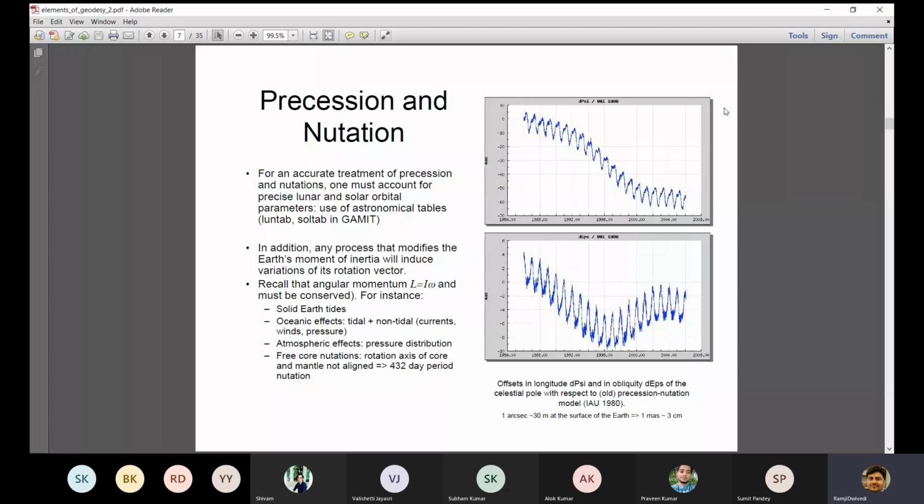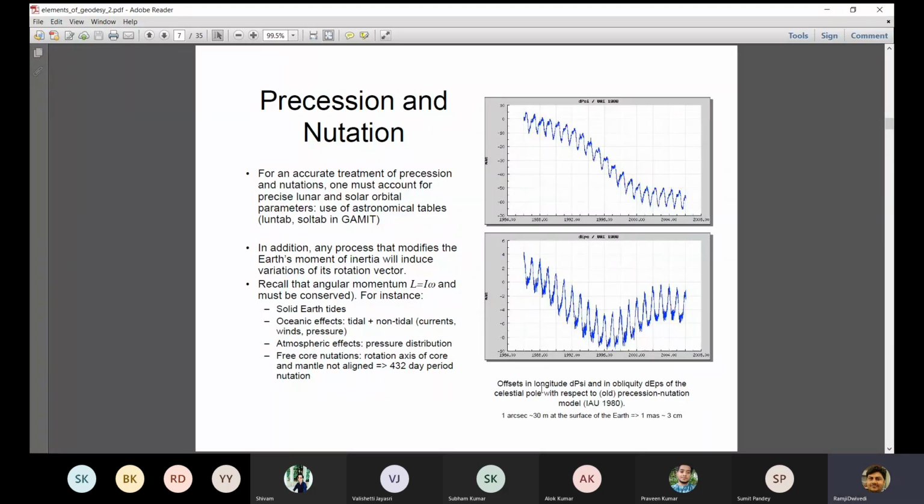That means, please remember, it is not only the external forces that create nutation. This last line says that if your core and mantle, which are the constituents of your Earth, are not aligned, that will also create the free core nutation, which is of 432 days. So you see here, dPCI is the secular precession, and d epsilon is the representation of precession and nutation, the offset in the latitude and longitude.